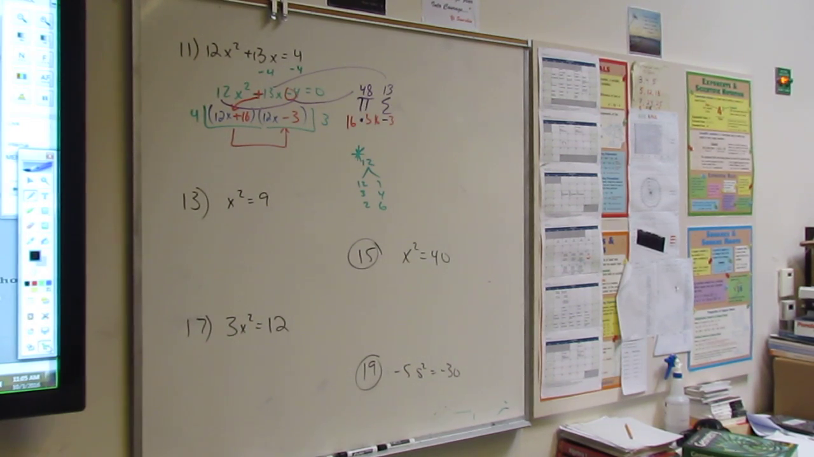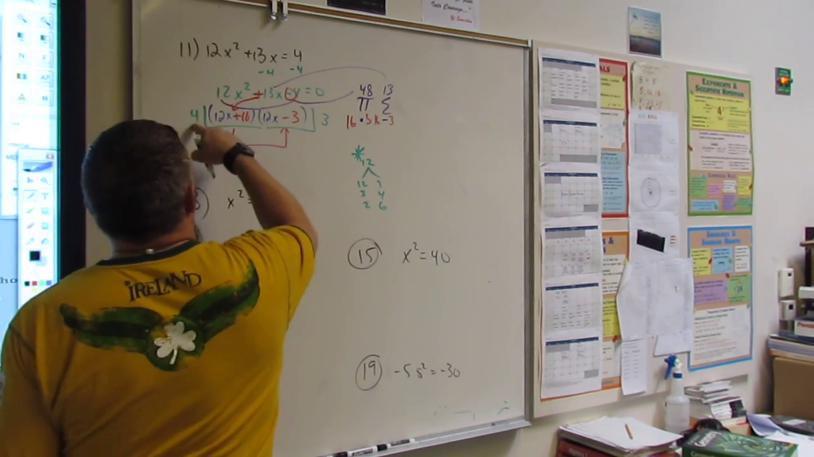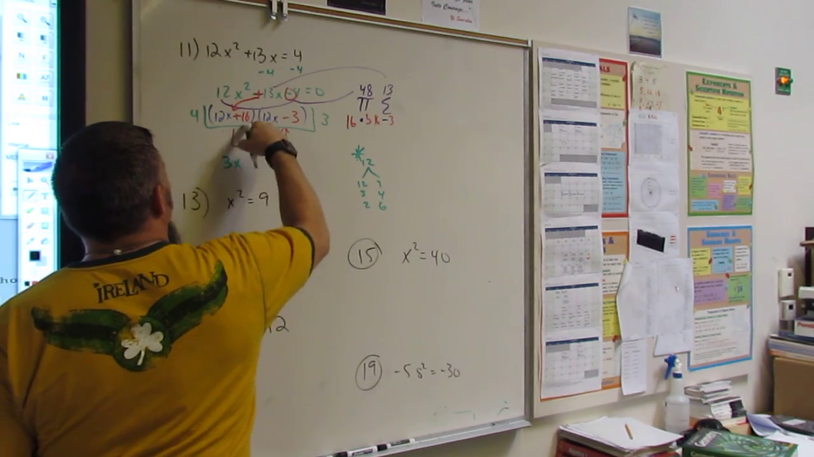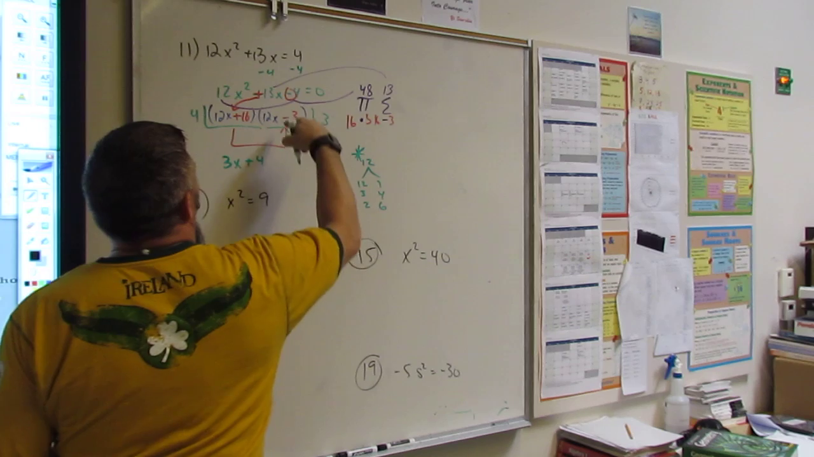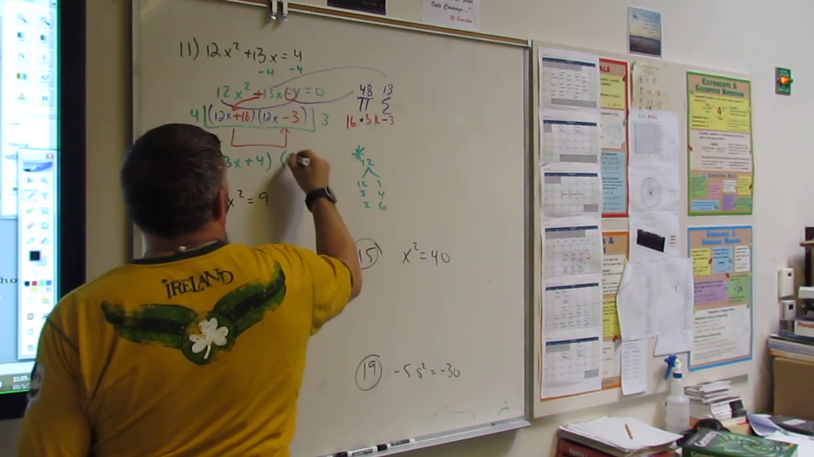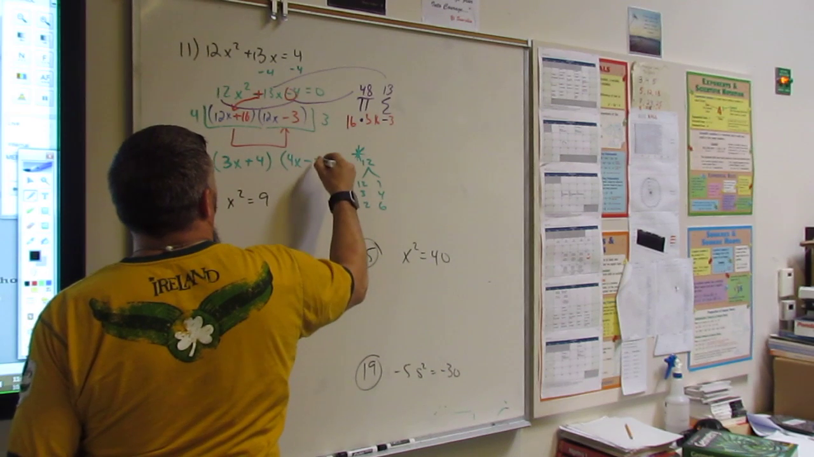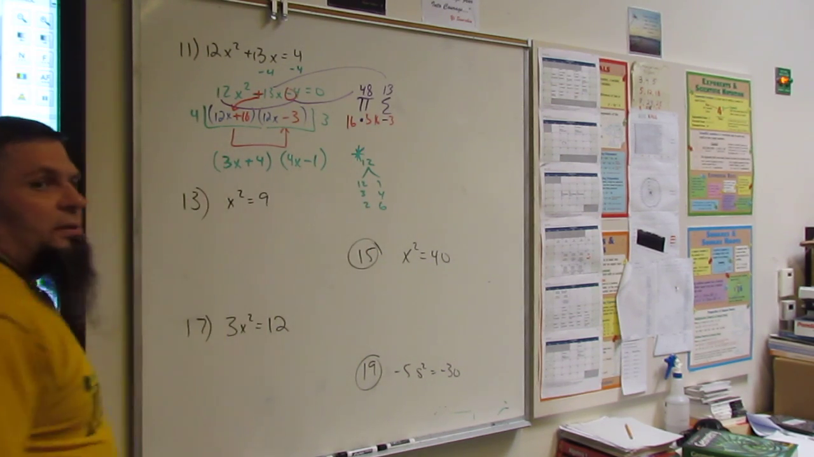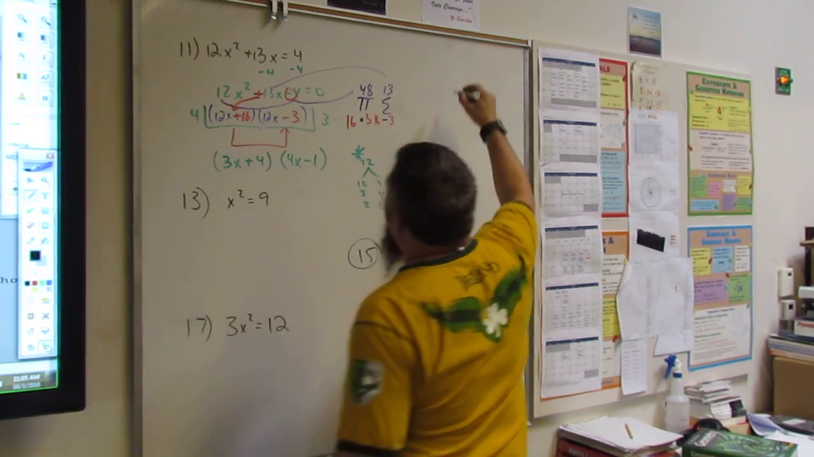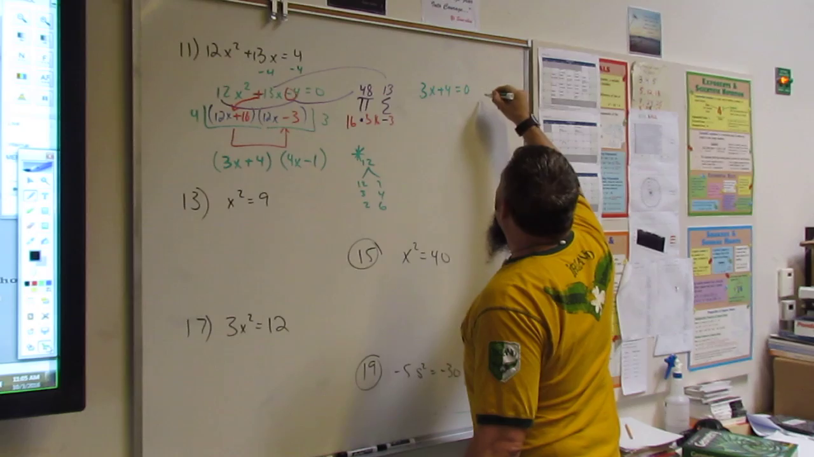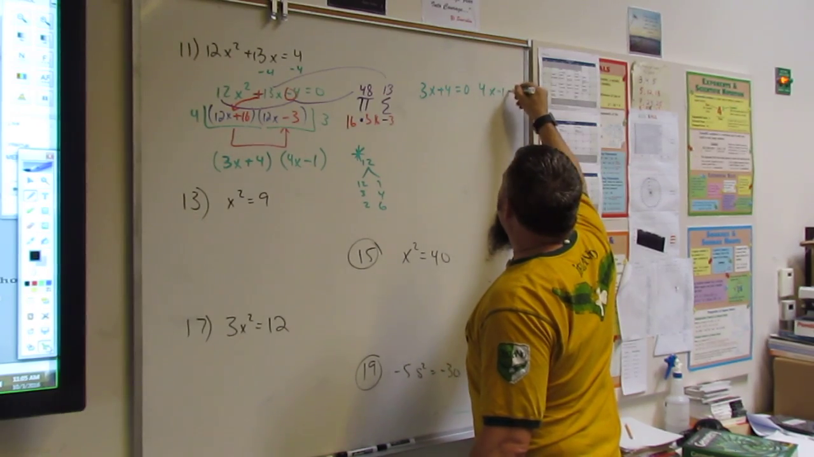See how that works? Okay? Now 4 comes out of 12 how many times? 3. And out of 16? 4. And out of 12? Wouldn't that be 4? Yep. And out of 3? Wouldn't it be just 1? Yes. Okay, and so now I have 3x plus 4 equals 0, and 4x minus 1 equals 0.